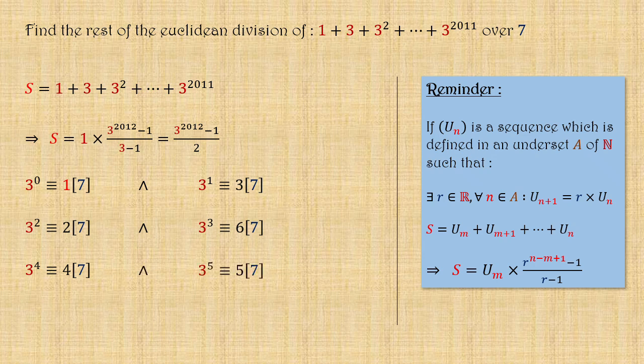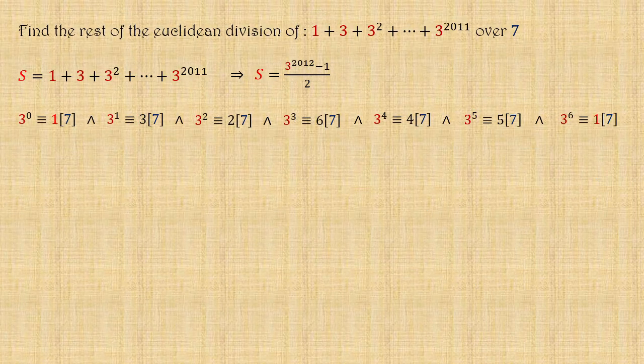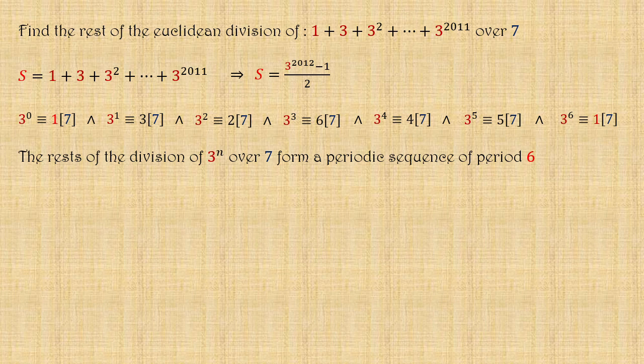As for 3 to the power of 5, which equals 243, it is congruent to 5 modulo 7. And now, when we calculate 3 to the power of 6, we find that it equals 729, which is congruent to 1 modulo 7. So 3 to the power of 0 and 3 to the power of 6 have the same rest of their Euclidean division over 7. This means that the rests of the Euclidean division of the powers of 3 over 7 form a periodic sequence of period 6.